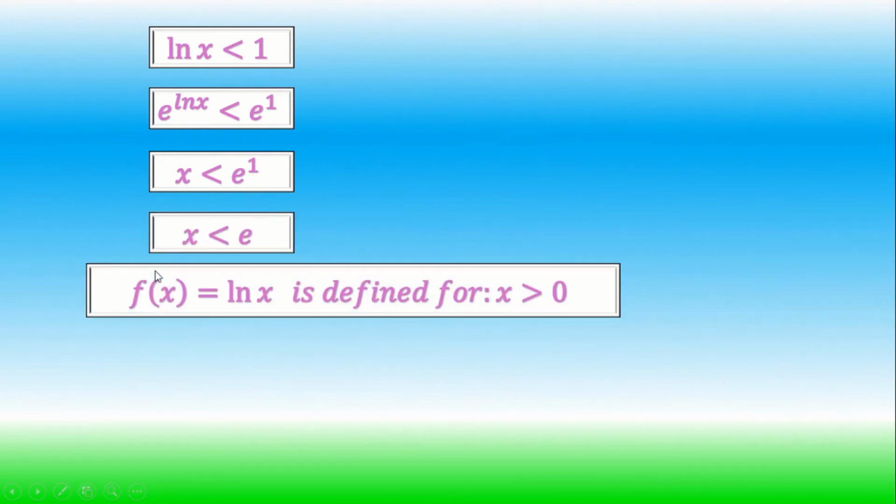But note something which is very important. The logarithmic function is defined on positive values, so we have to say that x is positive. Therefore, 0 is less than x less than e.